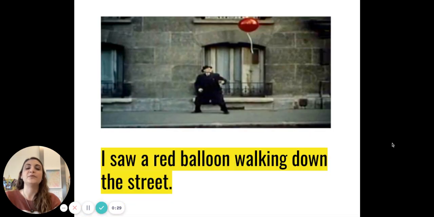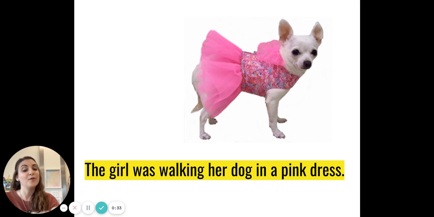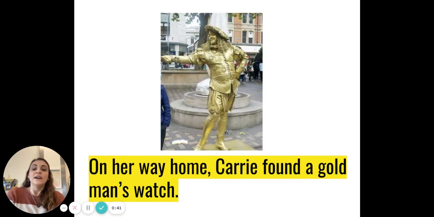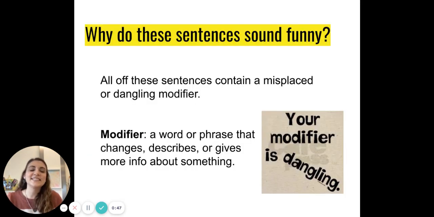I saw a red balloon walking down the street. The girl was walking her dog in a pink dress. Brace yourself. Oh, it's the scariest picture of all time. On her way home, Carrie found a gold man's watch. So why do these sentences sound funny?